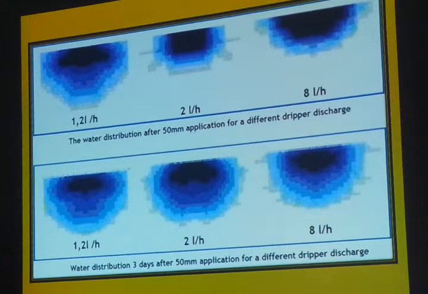In South Africa, with our citrus, we are now at 0.5 liter per hour drippers.